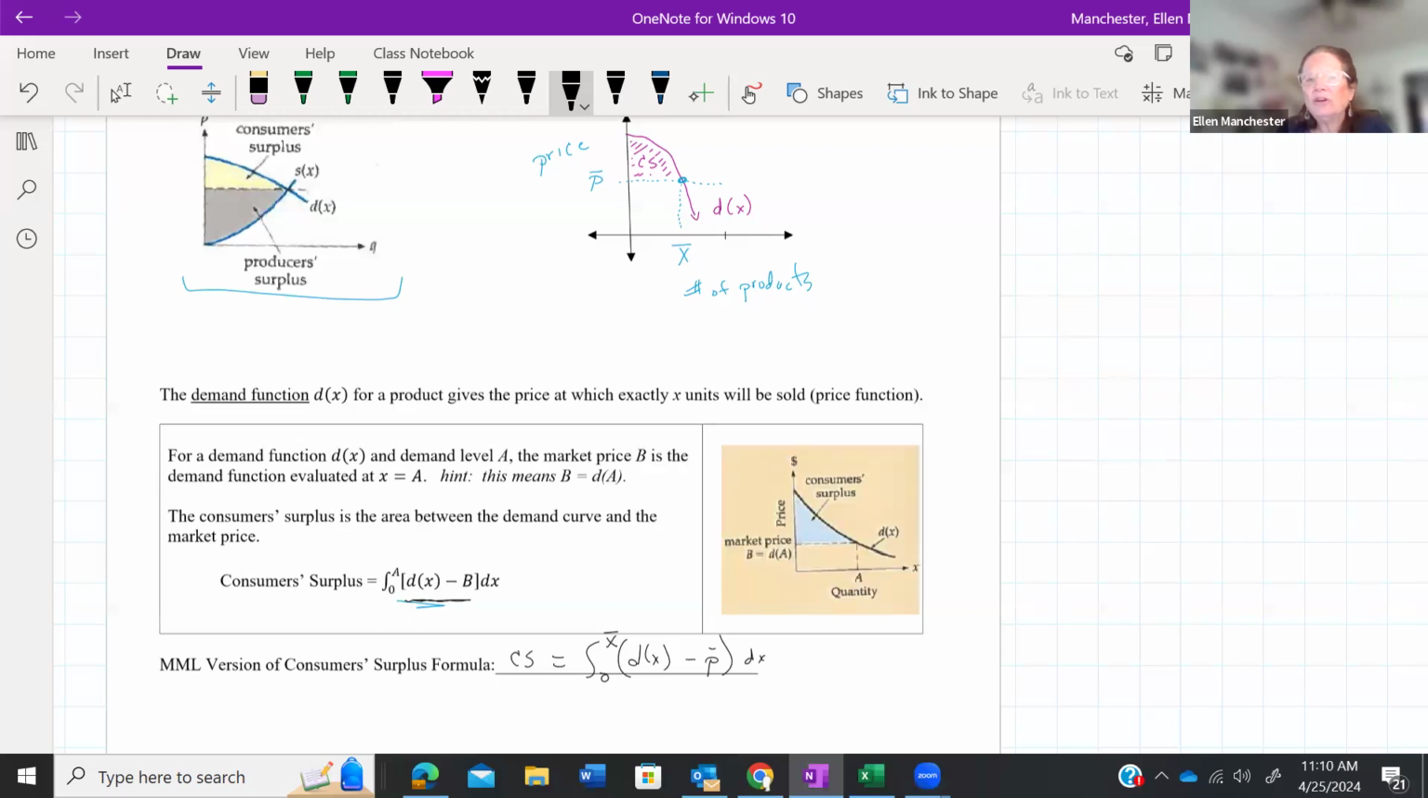So what this area under the curve indicates is the amount of money that a consumer is willing to pay, but doesn't have to. They get to pay this lower price.